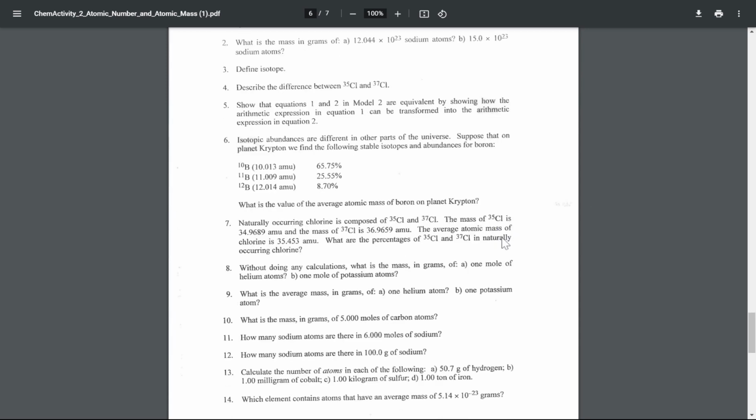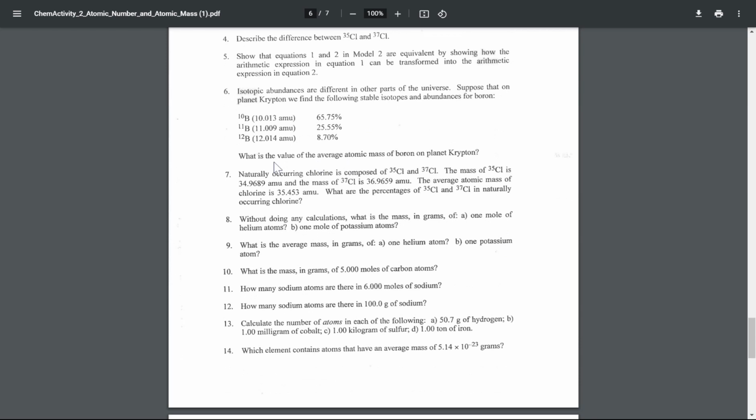And as you scroll down further here, you're also going to see there are different types of questions where we're looking at isotopes and mass. So you use the same methods as we used before.